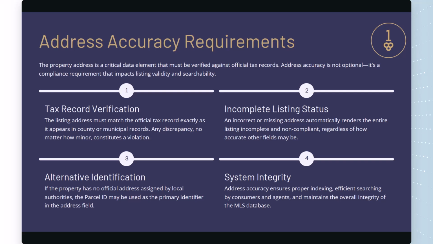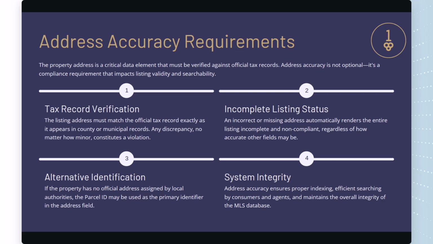The property address is really a critical data element, and it has to be verified against official tax records. Address accuracy isn't optional. It's a compliance requirement that affects both the validity of the listing and how it appears in search results. So there are 4 key points to understand. First, tax record verification. The listing address must match the official county or municipal tax record exactly as it appears. Any discrepancy, even something minor like a small spelling difference or a missing unit number, is considered a violation.